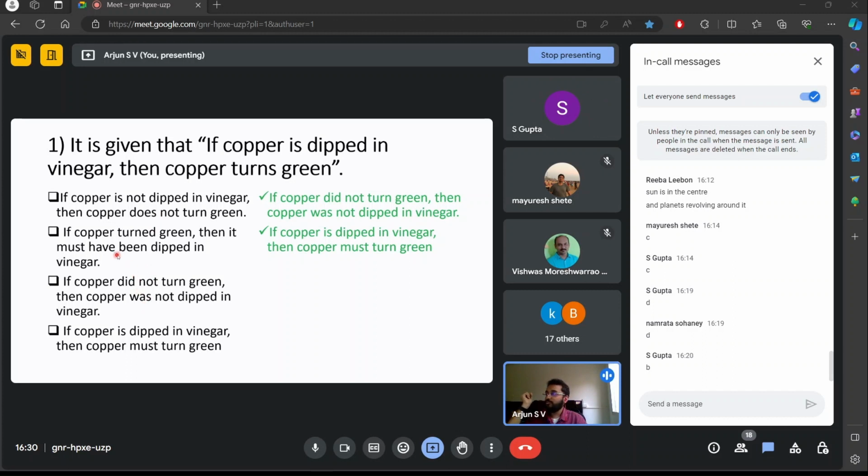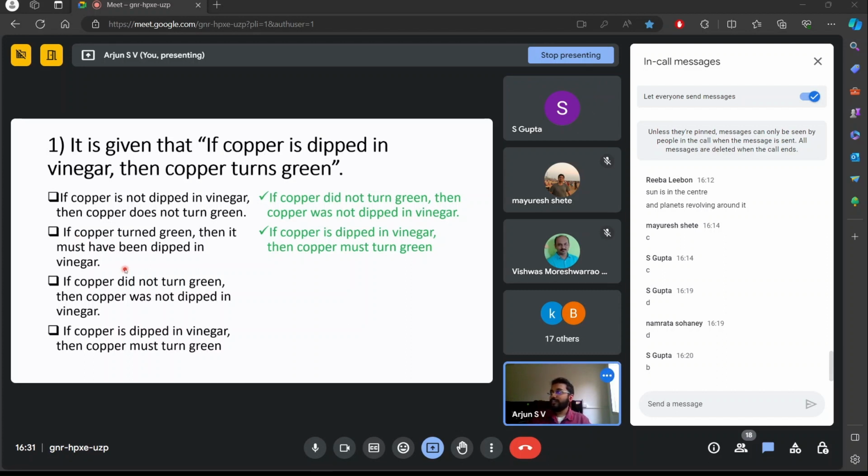I think you might have been confused with the second and the fourth option as well. Copper must turn green? Copper must have been dipped in vinegar. Gupta, are you there? Yes, sir. I admit the fourth is okay, sir. Did you get confused between second and fourth? Yes, sir. Okay, now I get your doubt actually.